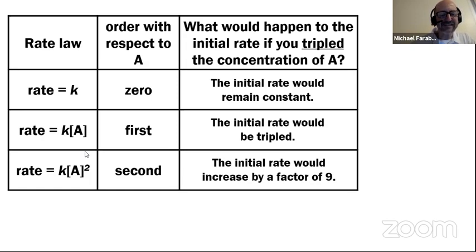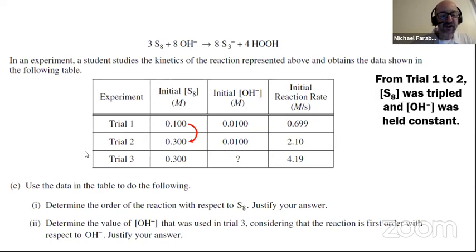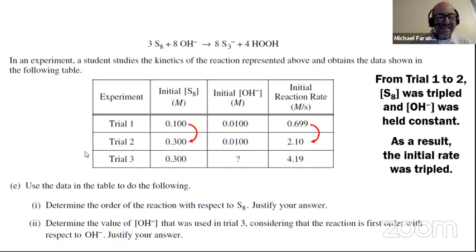Now let's go look at our table and see what happened between trial 1 and trial 2. So in going from trial 1 to trial 2, they tripled the concentration of the sulfur and they kept the concentration of the hydroxide constant. So we can focus only on the effect of the concentration of sulfur on the initial rate. Comparing 0.699, that's practically 0.7, to 2.1, since 7 times 3 is 21, hopefully you can see that we tripled the initial rate, indicating that this is a first order reaction. So to determine the order, this is first order.